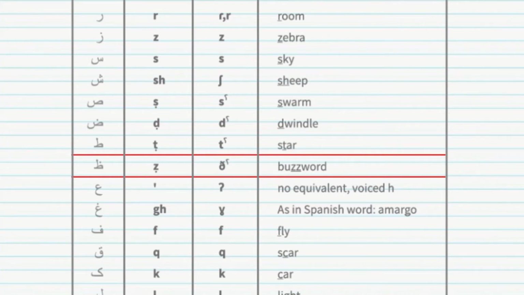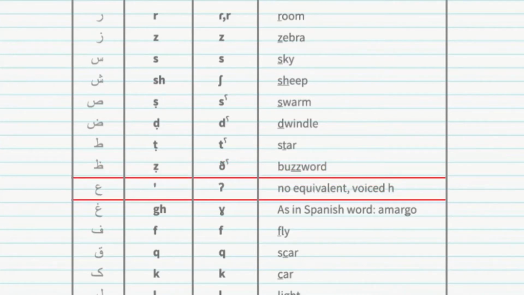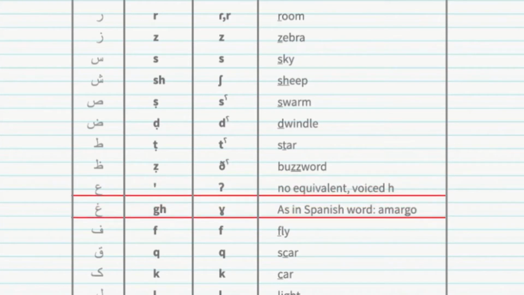There's no equivalent sound in English for this letter. Dha. Dhahara. This sound is similar to English H but more guttural. Ayn. Ghayn. Ghurfa.